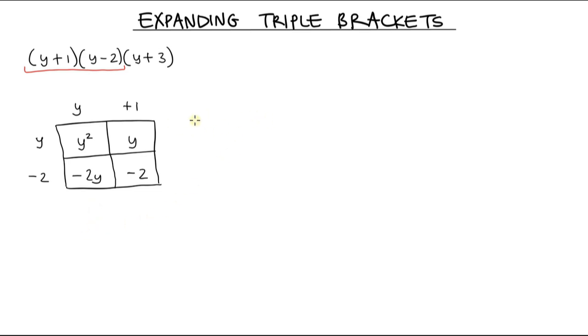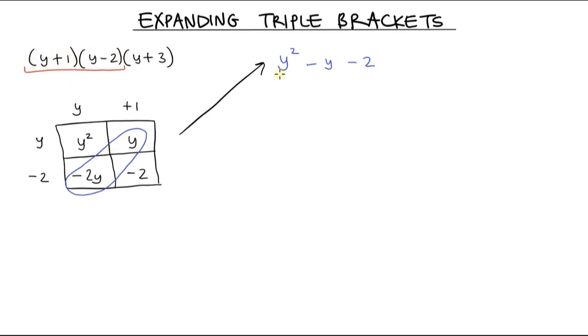So what I'm going to do is I'm going to write it up here. Let's do a different colour. So I've got y squared. Now I could write plus y and then minus 2y, but we can simplify this. So these 2 terms are like terms. So negative 2y plus y is just negative 1y, or I could just say negative y. And then we've got that negative 2 at the end there. So I've expanded and simplified my first set of brackets.